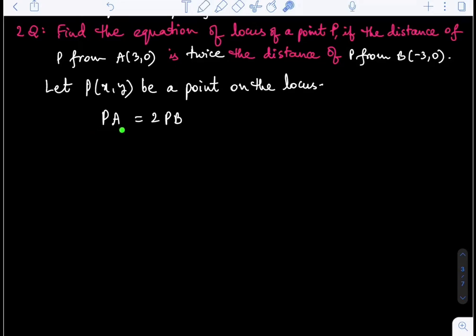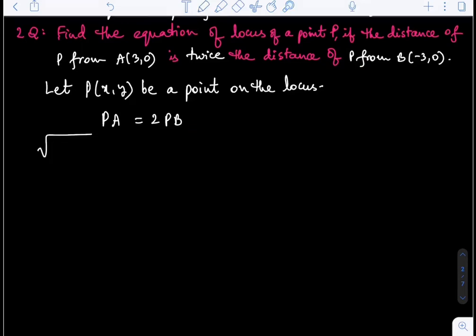I will explain you how. What is PA? Distance of P from A is PA. Twice means 2 times. Distance of P from B means PB. Under root, what is the formula? x1 minus x2 whole square plus y1 minus y2 whole square. I have already told you.